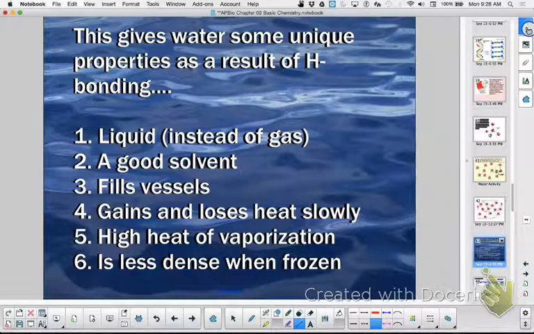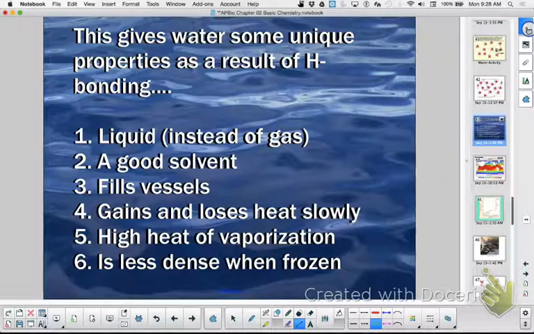High heat of vaporization, this is critical, because if water vaporized really quickly, that would be bad for our internal body structures, right? And so it takes a lot of energy before it will actually evaporate. And then it is less dense when frozen. We'll talk about the significance of that. You might already know that. We'll work our way through. But it protects life in lakes.